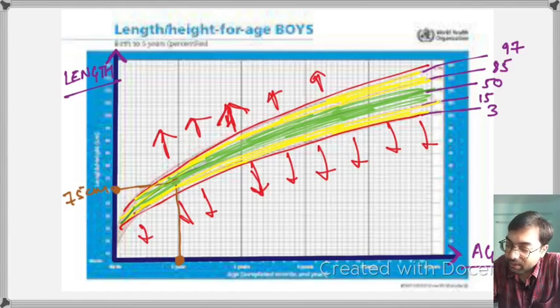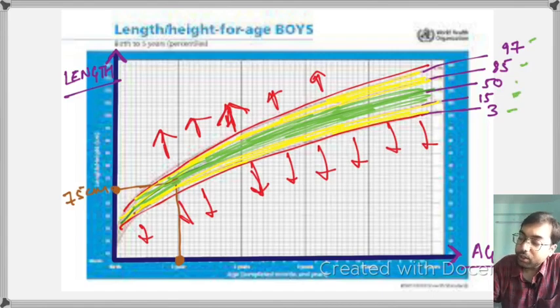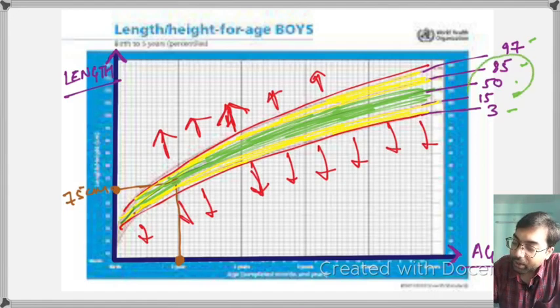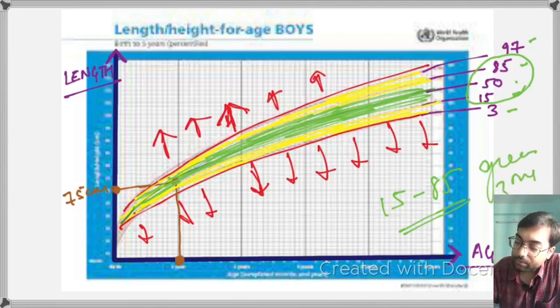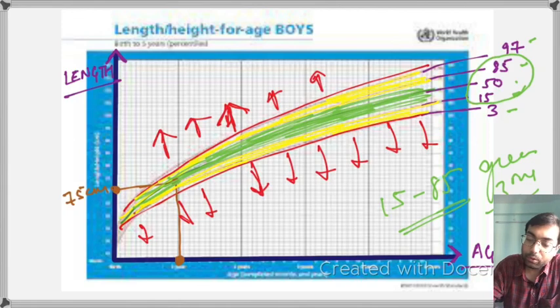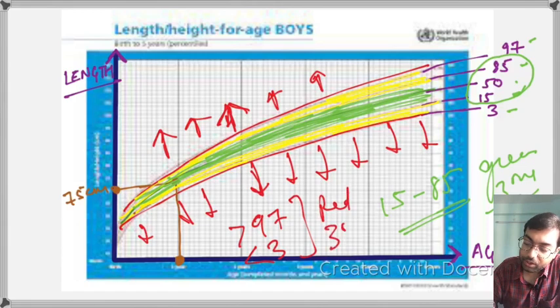What are these numbers? These are percentiles: 50th percentile, 15th percentile, 3rd percentile, 85th percentile, 97th percentile. The child has to stay in between the range of 15 to 85 percentile, which means he is in the green zone, he is safe. More than 97 and less than 3 are the red zone, so there's danger.